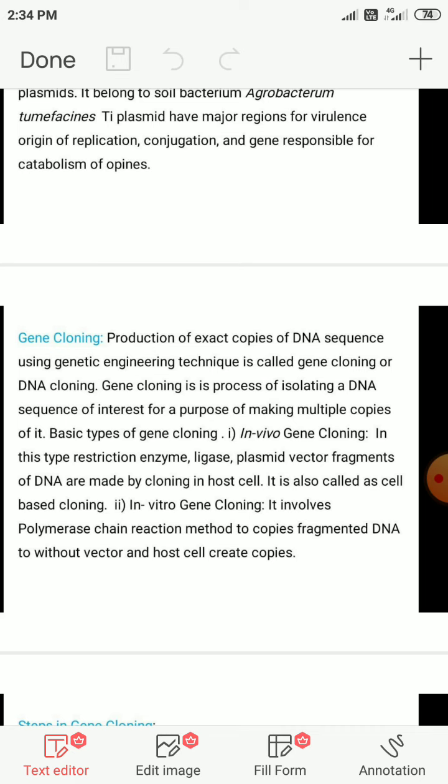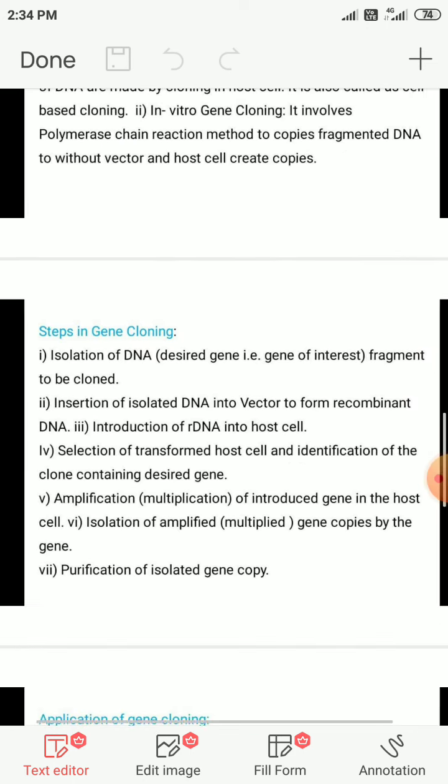The polymerase chain reaction method copies the fragmented DNA without a vector, whereas in cloning the host cells create the copies. Steps in gene cloning.